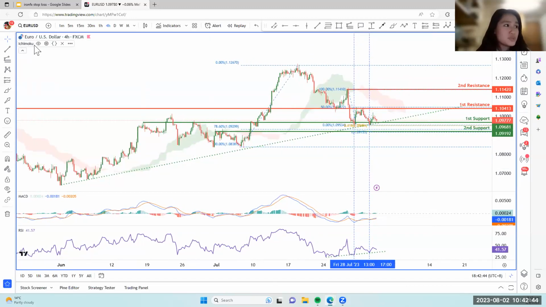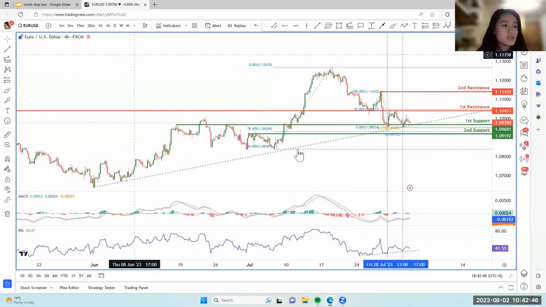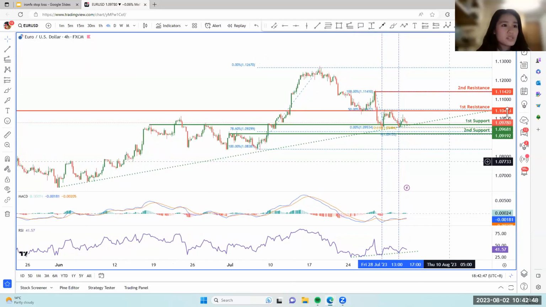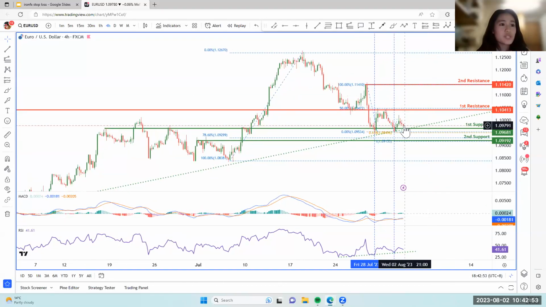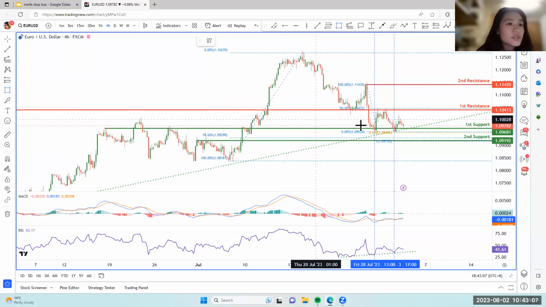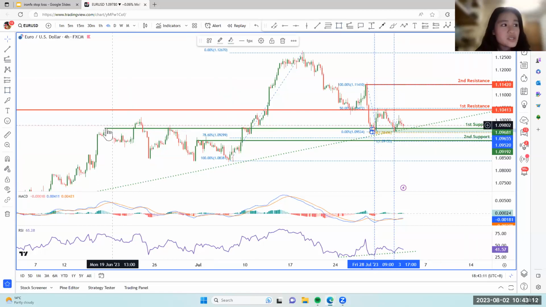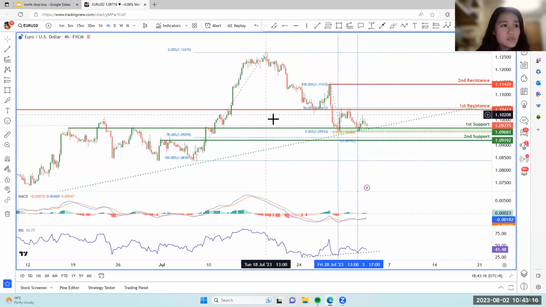Okay, I'm going to remove my Ichimoku as well because it doesn't support our analysis. So you can see that we have quite a lot of bullish pressure here. So we can expect price. Let me just highlight this area as well. Okay, here. So my first support I mentioned is a pretty significant level with all of the swing highs and swing lows and price testing it many times.